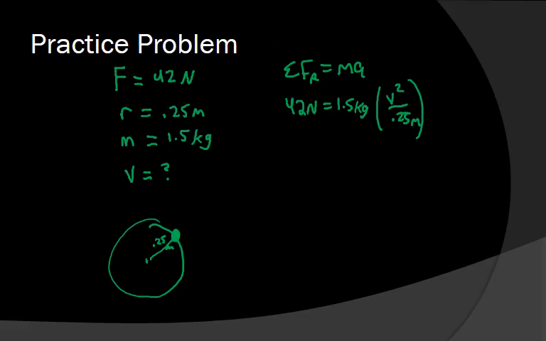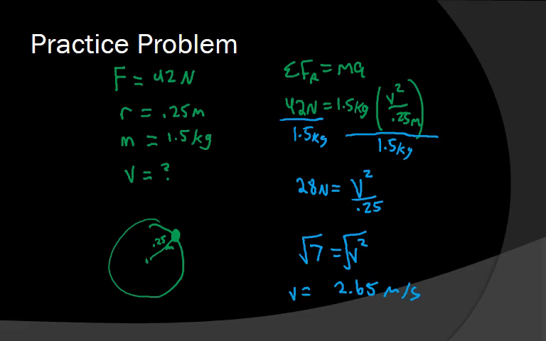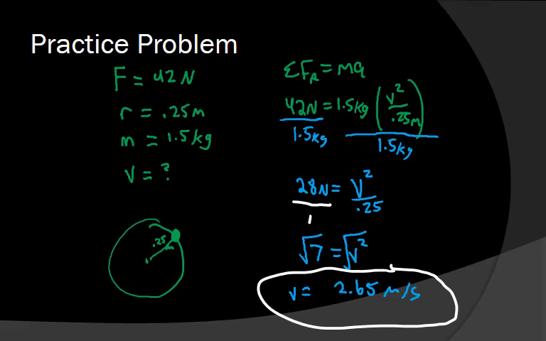All right. So we can divide both sides by 1.5, and we get 28. We can cross multiply by 0.25, and then we take the square root. So it's going to be spinning at 2.65 meters per second as it goes around.